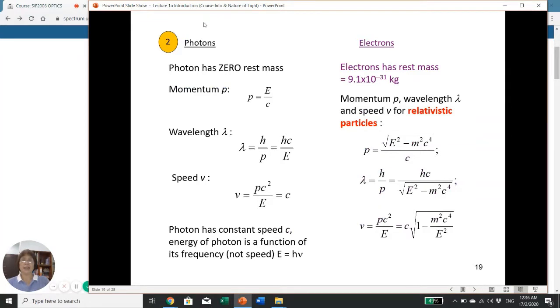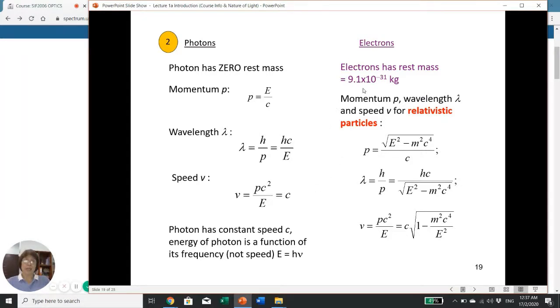And here are some relations and other differences. You'll see a photon has zero rest mass. Electrons have some rest mass, a small number though, on the order of 10 to the power negative 31 kilograms. The momentum of a photon is equal to its energy divided by its speed, and the wavelength is associated through de Broglie's relation, and the speed of a photon is equal to a constant value c.